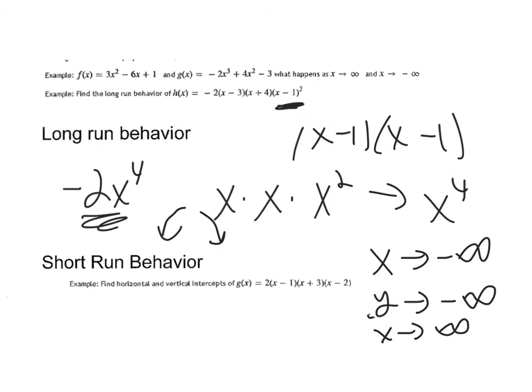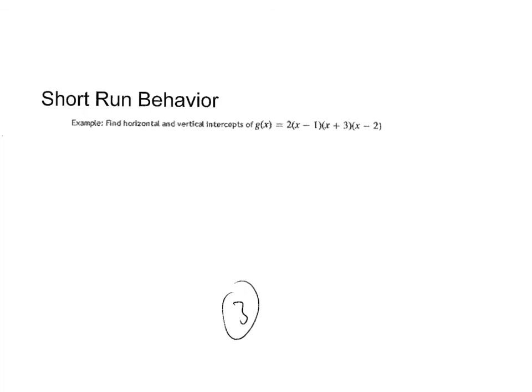Y goes to negative infinity. As x goes to positive infinity, y also goes to negative infinity because they head in the same direction, because it's an even-powered polynomial. Okay, so without having to do any work, we can come up with that. So now in the next part, we know the ending behaviors. We know how to find the ending behaviors.